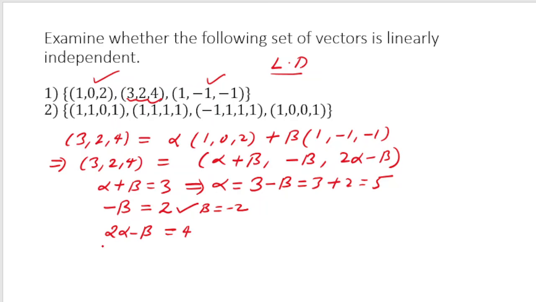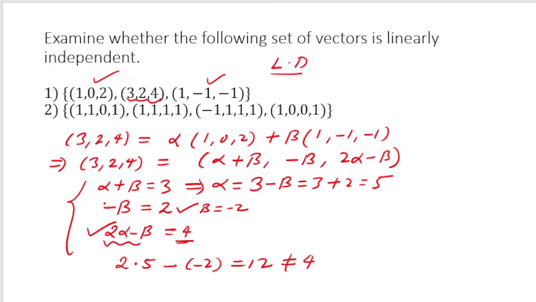Now if you substitute this value of alpha and beta, we will notice that this equation will not be satisfied. So what is 2 times alpha? 2 times alpha is 2 into 5, and minus beta means plus 2, which is equal to 12, which is not equal to 4 as it is given by this equation, right? So it means that this system of equations does not have any solution, right? This is an inconsistent system.